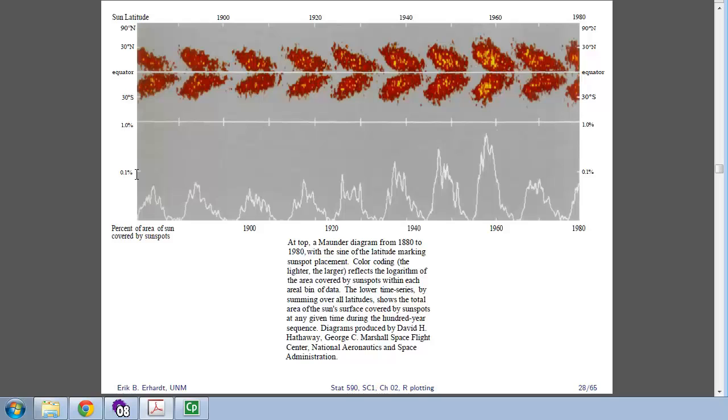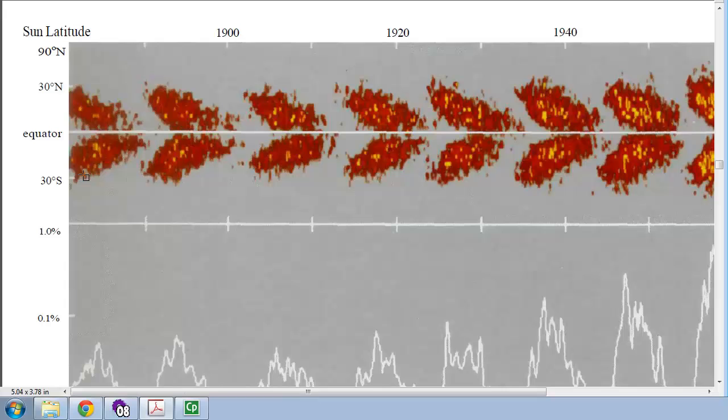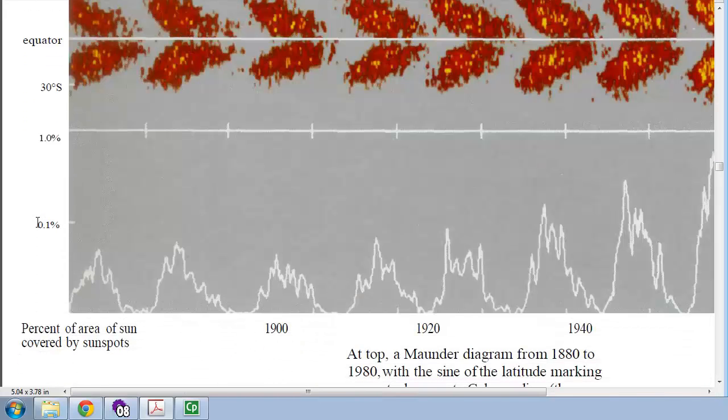At the bottom, we have another axis, which is the percent of area of the sun covered by sunspots. And this is not a linear scale. You can see that it's very small. If I zoom in here, that axis starts at 0.1% and goes up to 1.0%. But down here it must be something close to 0%. I think this is a logarithmic scale.